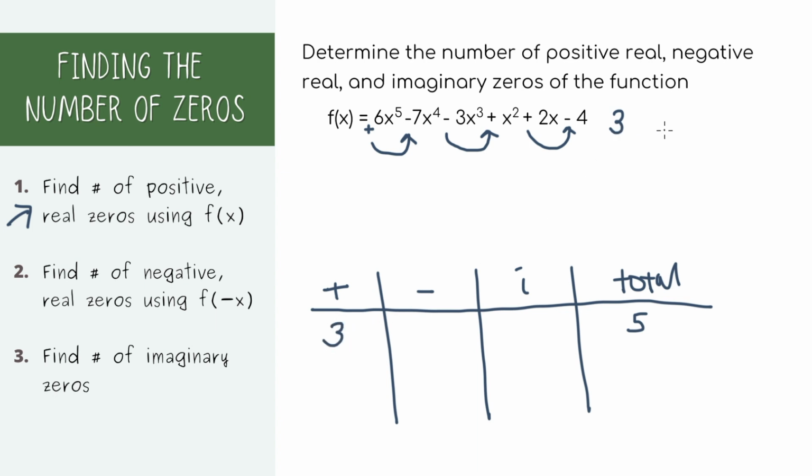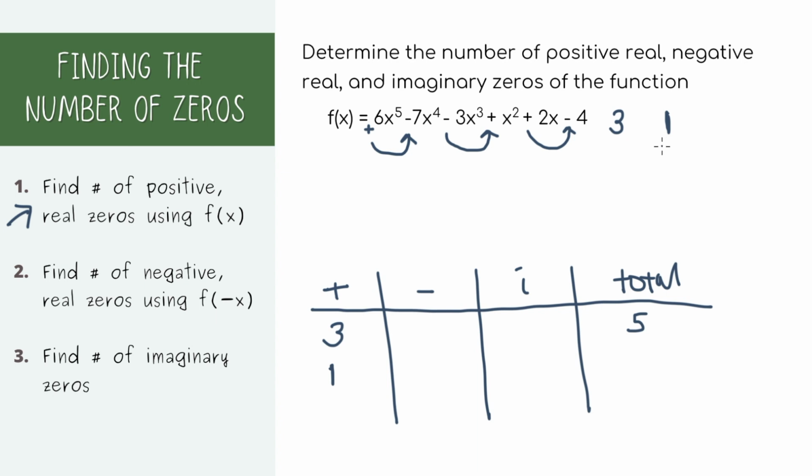And something that's interesting is that that's one possible solution, but you also have to subtract 2 until you reach the number 1 or 0. So for our problem, 3 minus 2 is 1. And this is actually another solution. So we might have 3 positive real zeros or 1 positive real zero.